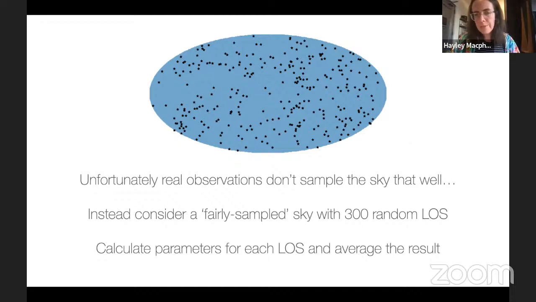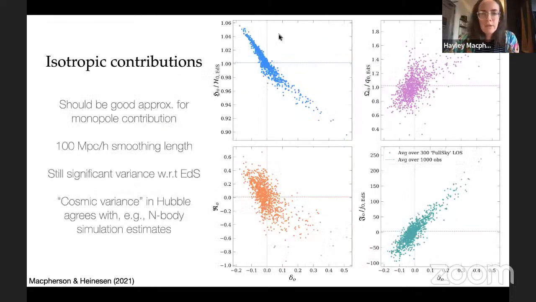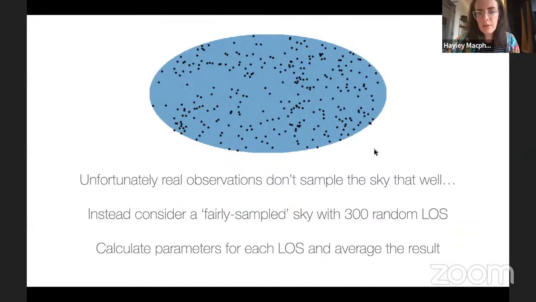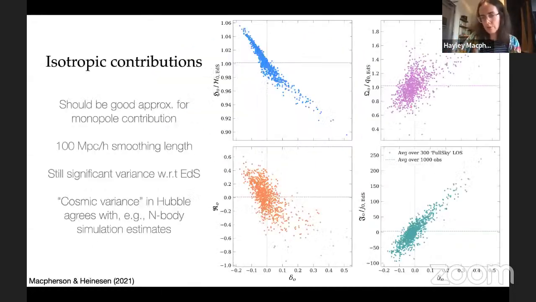Here each panel is again showing each one of these effective parameters relative to their EDS counterparts, where each point is one of 1,000 observers in our simulation with a distribution of lines of sight like this, and we're looking at the average for each observer across their sky. On the x-axis is the density contrast at the observer's location, so just where they're sitting.